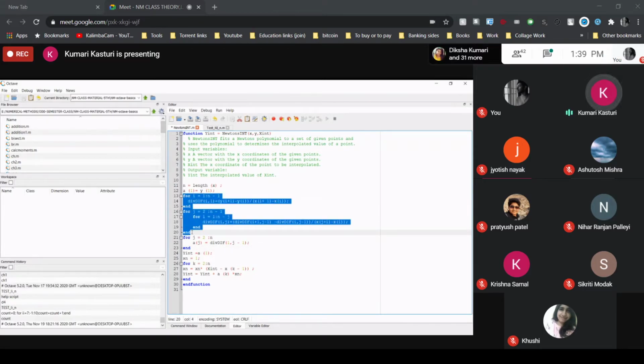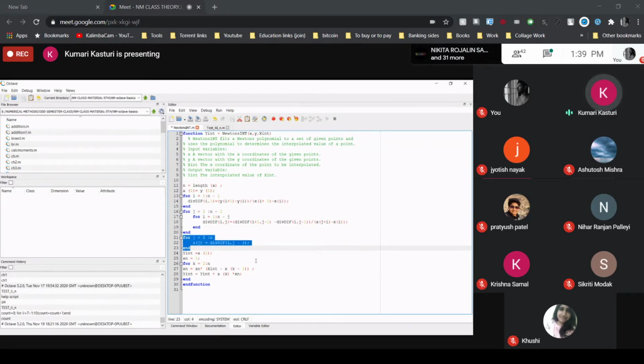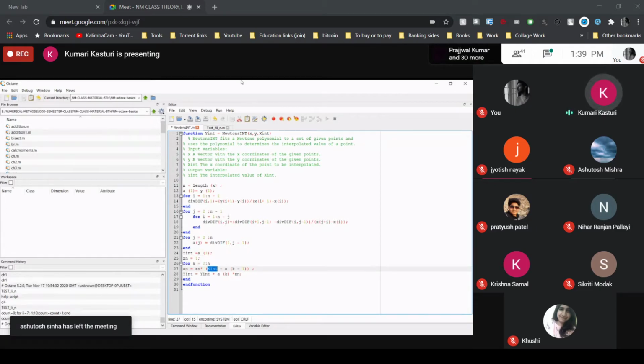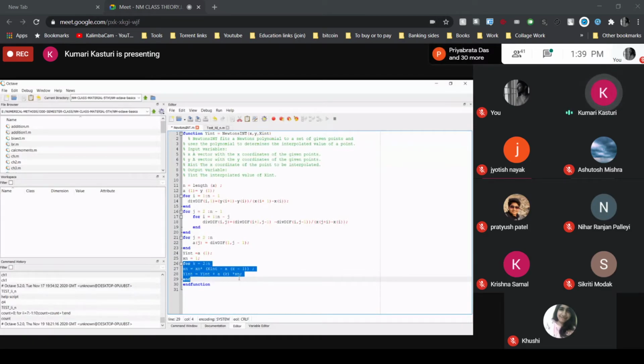These two for loops are used for the calculation of divided difference values. After finding the divided difference values, you have to go for the coefficients. Now, this for loop is used for the coefficients. It means you only have to assign each column's first element as AJ. Complete. Then after that, at the value of x int, meaning 3, you have to calculate the polynomial. This is the calculation of the polynomial. Then the end of the function.